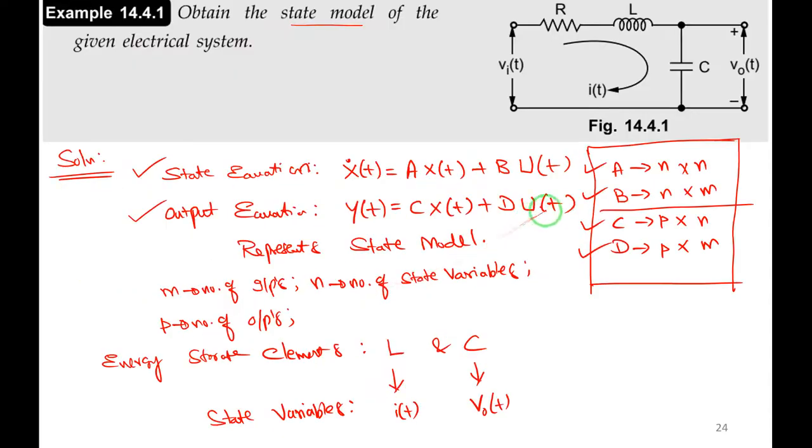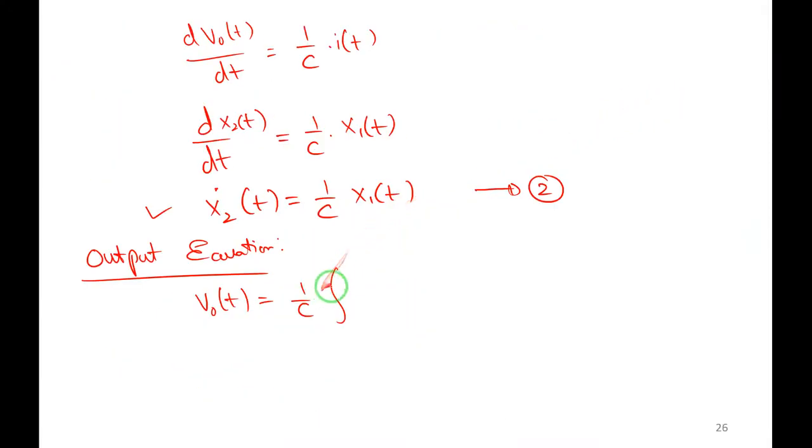One minute, and observe here: y of t is equal to c into x of t plus d into u of t. So v naught of t is equal to, at the output side, this is y of t, so v naught of t is equal to 1 by c into integration of I of t into dt. This is fine, right? One minute.